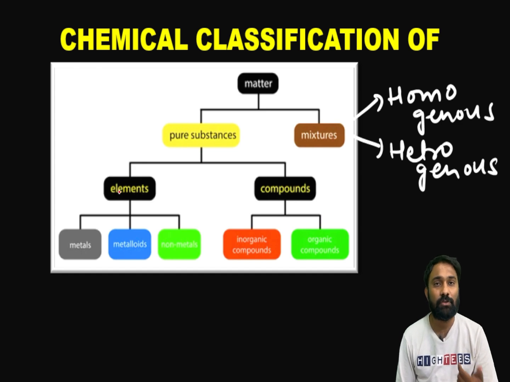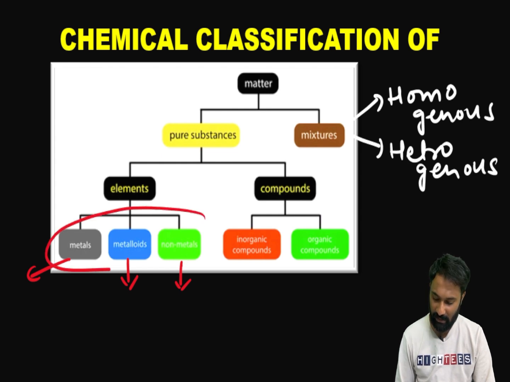If I say sodium element, what will be there in that sodium element? Pure sodium atoms will be present. Again, these elements have been classified into metals, metalloids and non-metals. I already explained metals, metalloids and non-metals very clearly in our basic chemistry lecture number 3. If you have not watched that lecture, better you go and watch it.